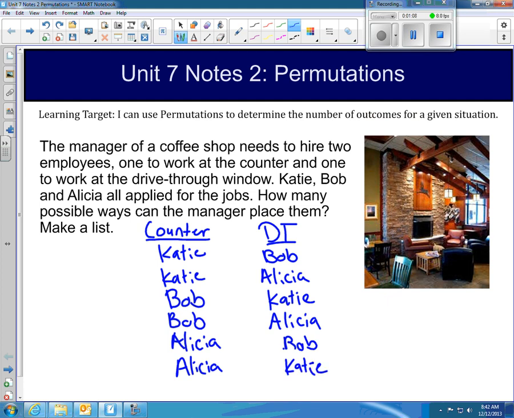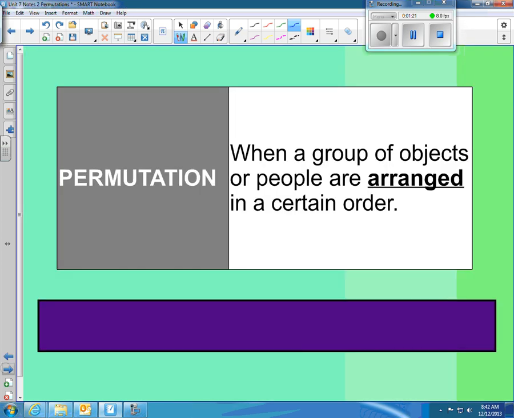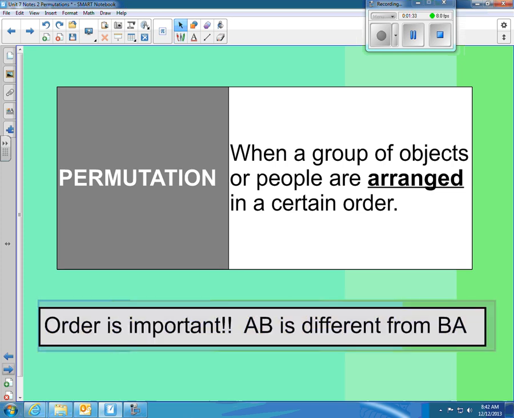All right, so if we look here, we have 1, 2, 3, 4, 5, 6 types of combinations, so 6 ways to have these ordered. So what we're looking at today is permutations. A permutation is when a group of objects or people are arranged in a certain order. When we talk about permutations, order is important. AB is different from BA.